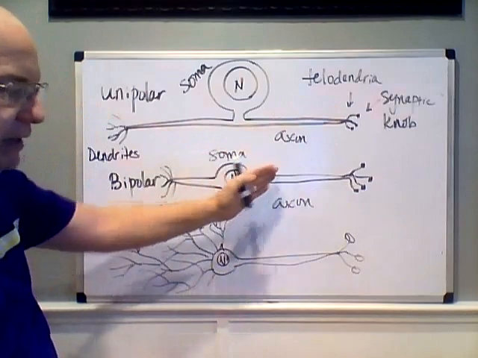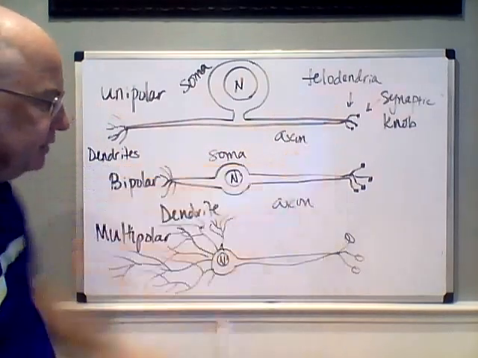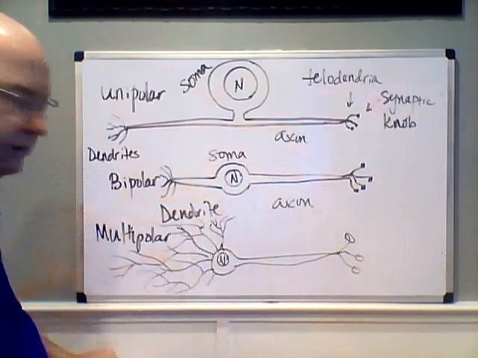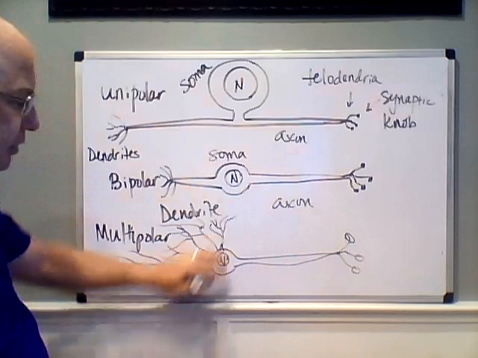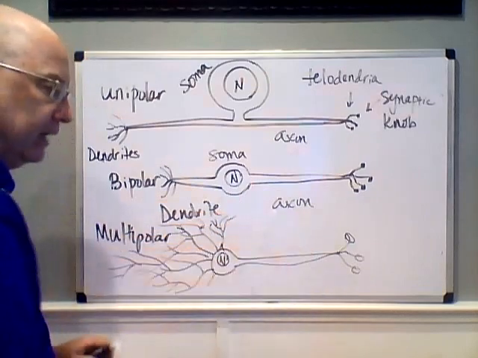Bipolars have a dendrite and an axon, and then some little branches at one end of the dendrite, some branches at the end, but they are bipolar, two branches off. The soma lies in the middle. And then multipolar neurons have many dendrites coming off the soma and a single axon usually.